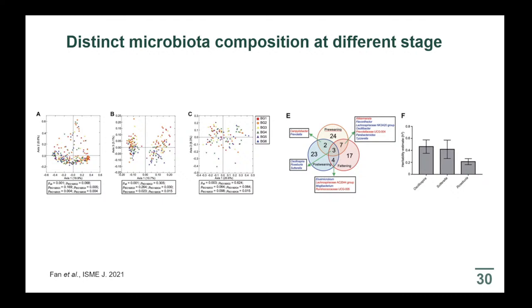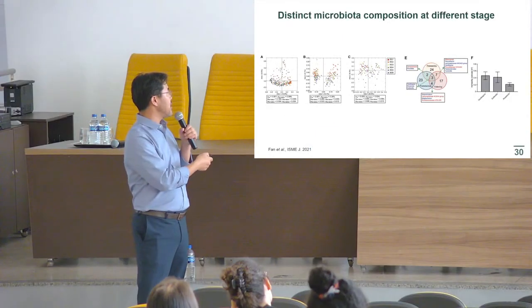And then we started to look at, okay, if that is the case, are there specific bacteria that are always associated with host genetics? And we found, this is pre-weaning, this is fattening, this is a post-weaning stage, and we found these three bacteria. They are always associated with host genetics. And when we measure the heritability, yes, pretty high.